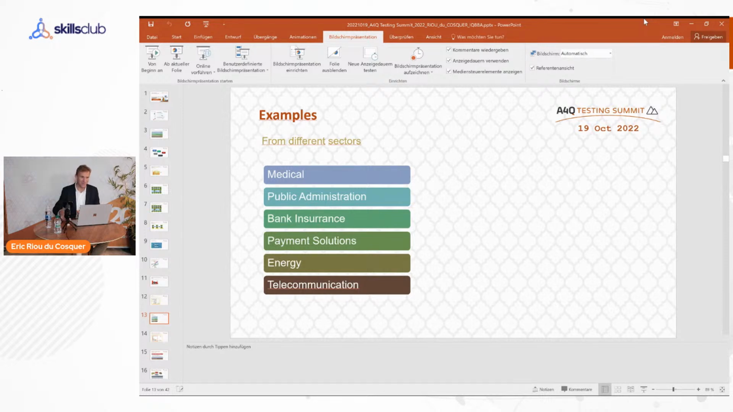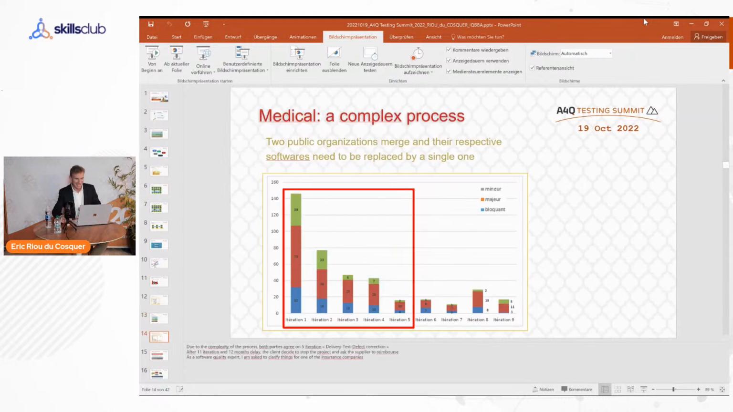Okay, so I'm going to start with the first one, which is something that happened in a medical company. So I just need to move to the next slide. Okay, and so what happened? One day I was called by a lawyer who had to manage a lawsuit between a customer and their supplier. Actually, two public organizations had to merge, and they were using two different softwares. So they had to create a new software based on the two legacy systems, based on the two existing softwares.